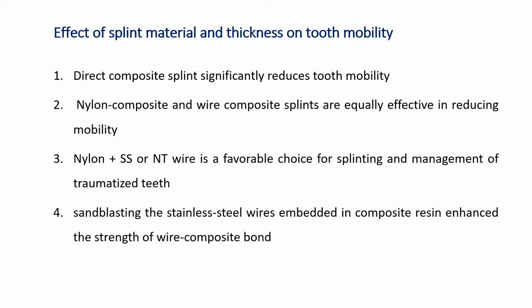However, evidence from recent studies can be summarized as follows. First of all, direct composite splint significantly reduces tooth mobility. Nylon composite and wire composite splints are equally effective in reducing mobility. Nylon plus stainless steel or nickel titanium wire is a favorable choice for splinting and management of traumatized teeth. Sandblasting the stainless steel wire embedded in the composite resin enhances the strength of wire composite bond.